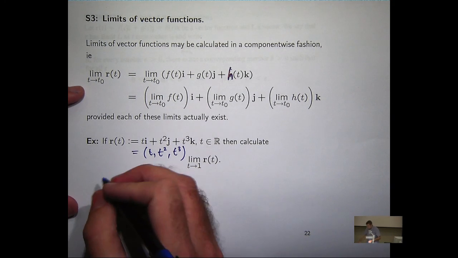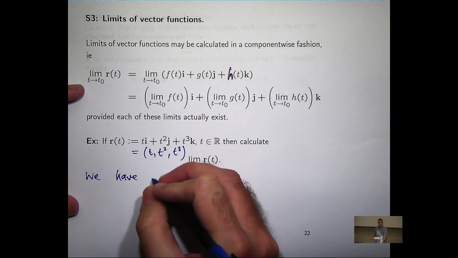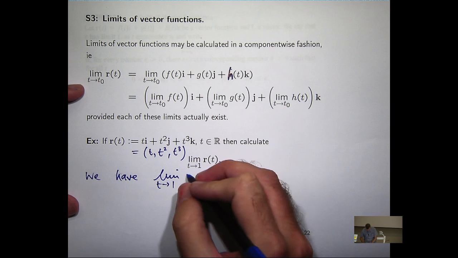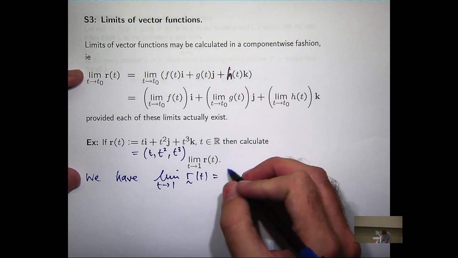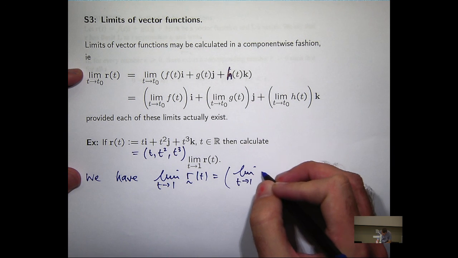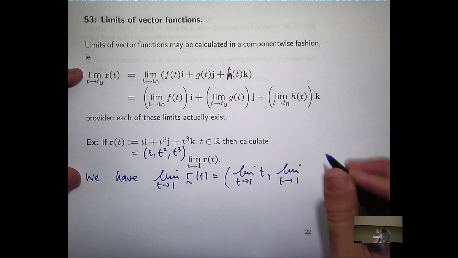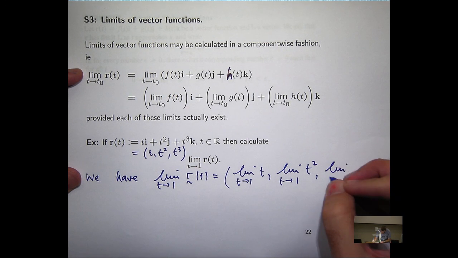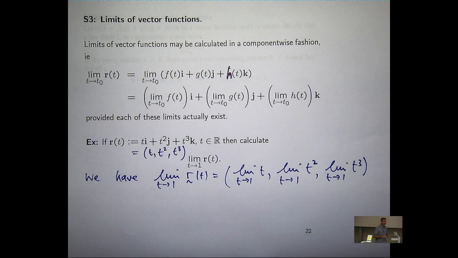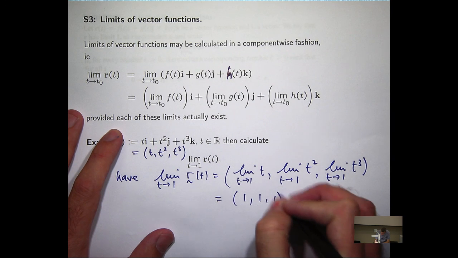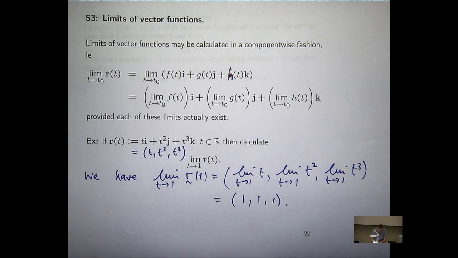So let's take the limits. So it's just the limit of each of the components. So writing it out in the following way, again, in the ordered triple notation. It's just a component-wise operation. Okay, you can move the limits inside the vector and into each component. So the limit of the first component is going to be 1, the second component is going to be 1, and the third component is going to be 1. Now you might think, well, so what? That's easy. Well, it is.